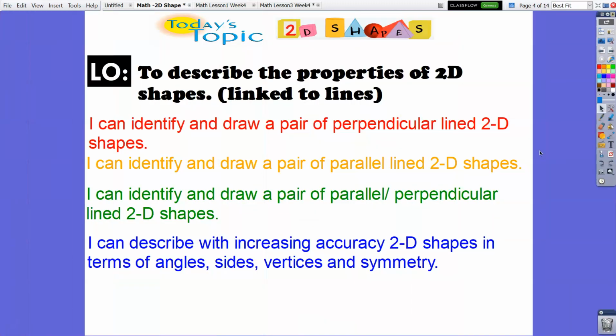Learning objective: to describe the properties of 2D shapes. I can identify and draw a pair of perpendicular lines in 2D shapes. I can identify and draw a pair of parallel lines in 2D shapes. I can identify and draw a pair of parallel or perpendicular lines in 2D shapes. And I can describe with increasing accuracy 2D shapes in terms of angles, sides, vertices, and symmetry.